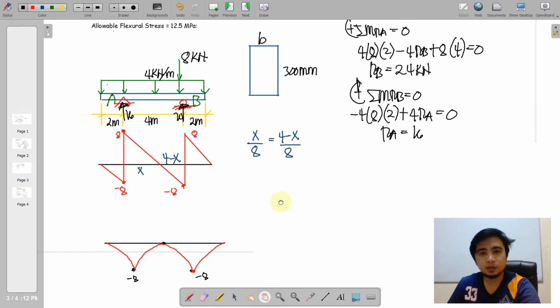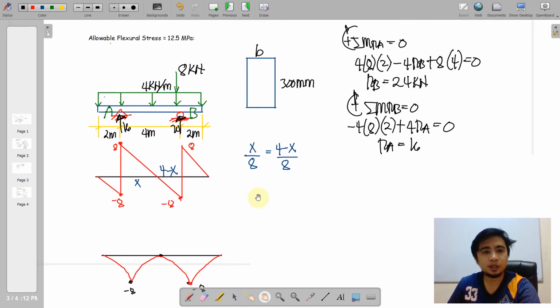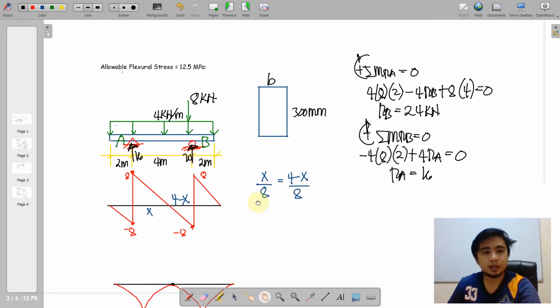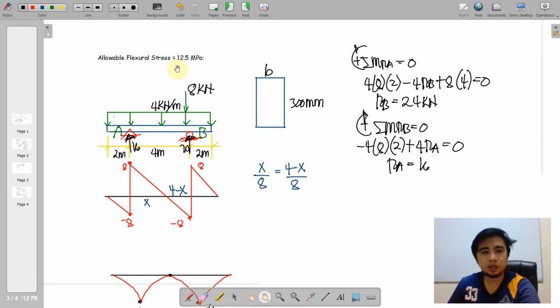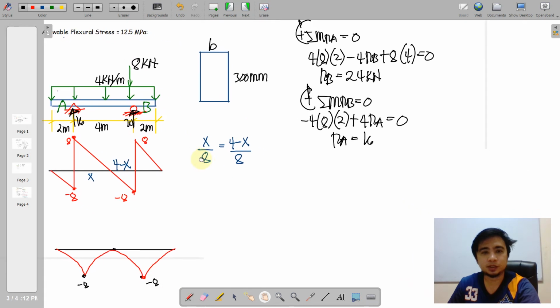We are now ready to determine the dimension B given this allowable flexural stress.